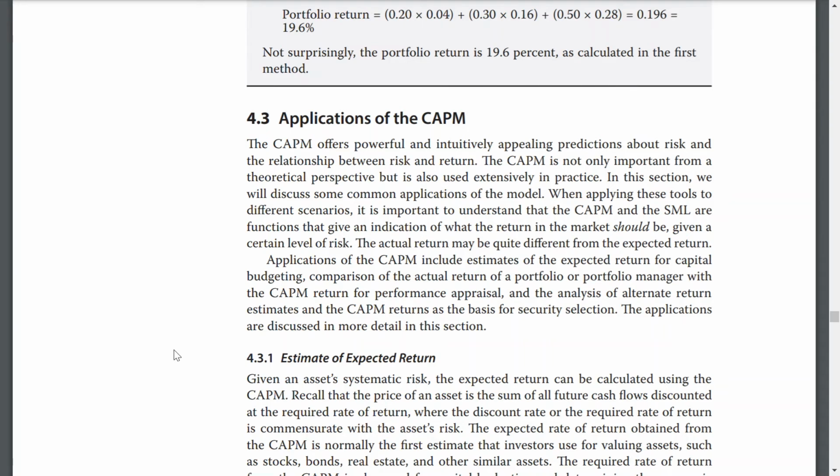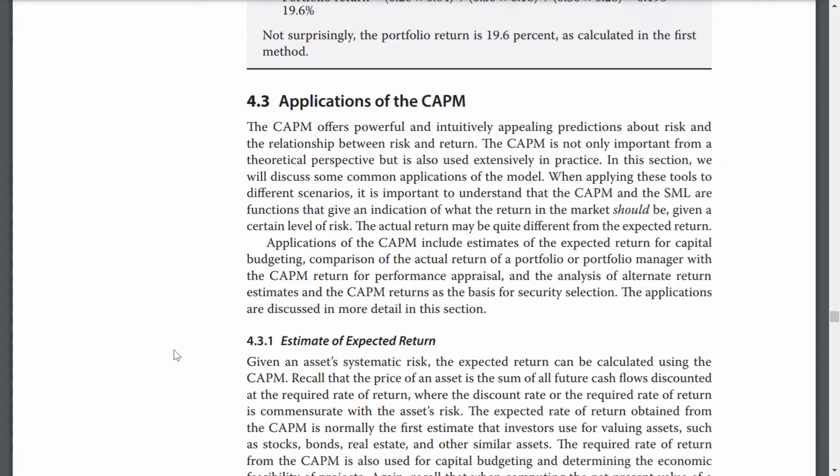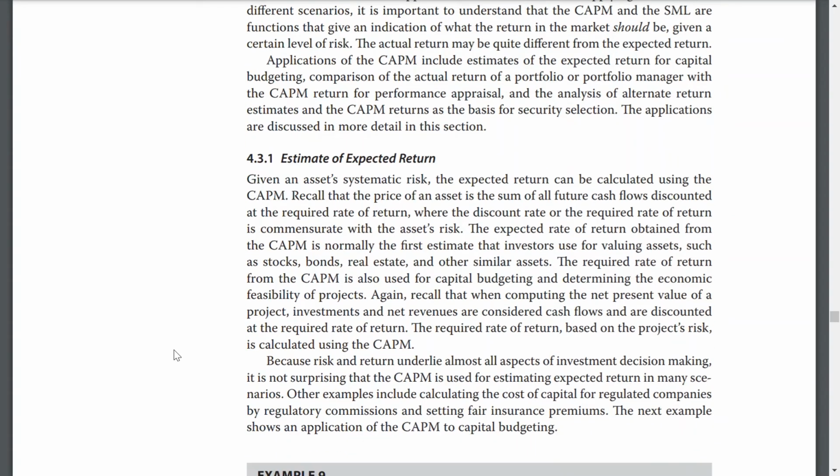Applications of the CAPM include estimates of expected return for capital budgeting, comparisons of actual return of a portfolio or portfolio manager with CAPM returns for performance appraisals, and the analysis of alternative return estimates, and CAPM returns as the basis of security selection. The applications are discussed in more detail in this section, starting with estimates of expected returns.